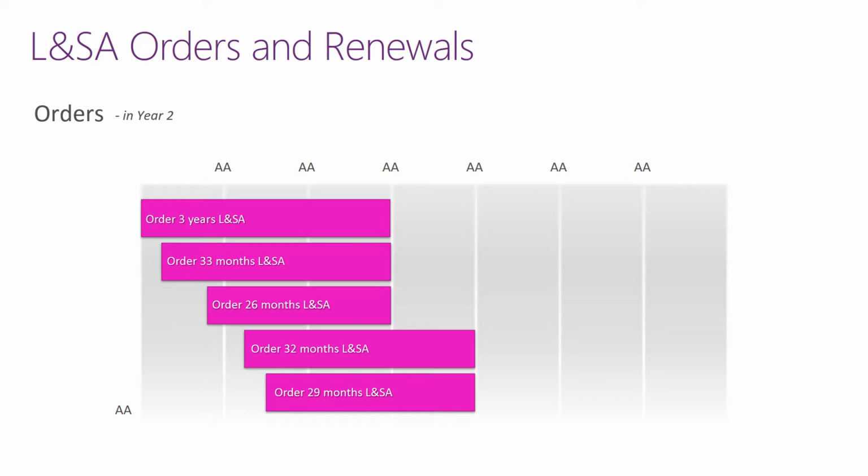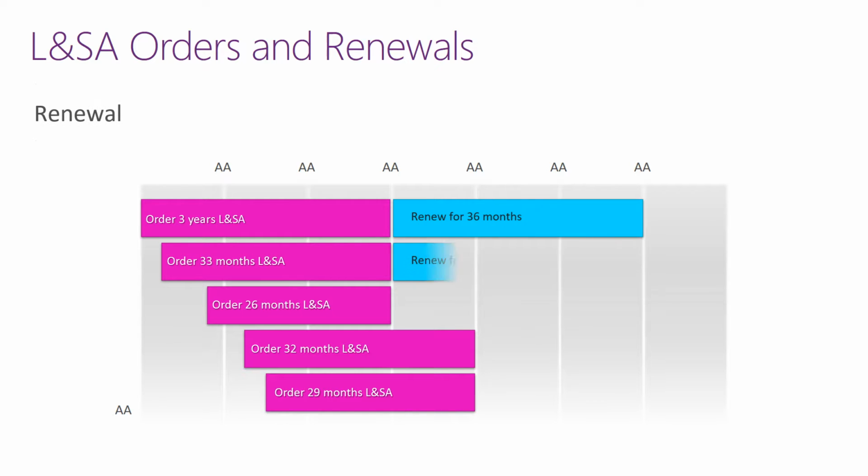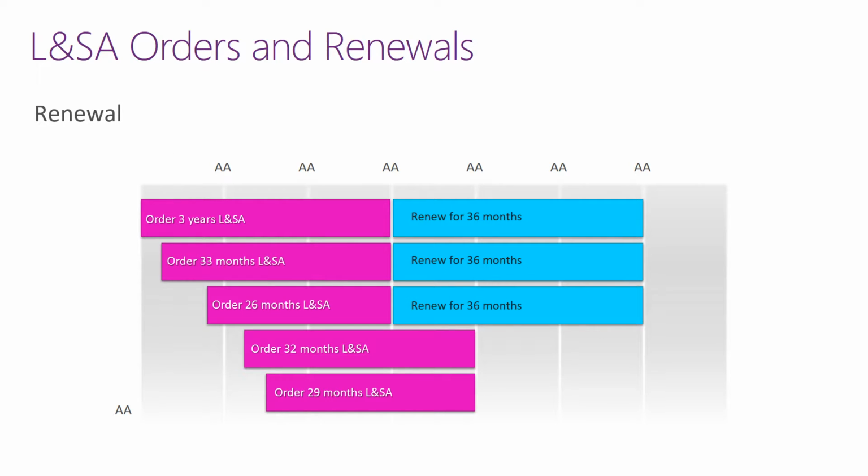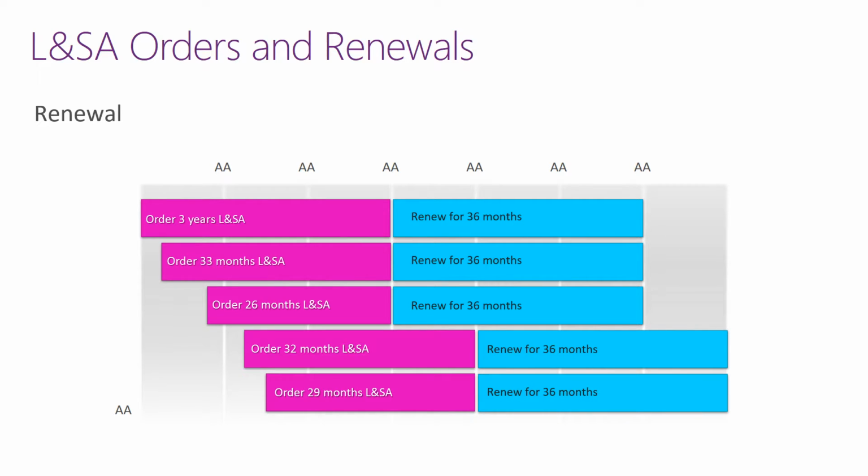When the customer comes to renew the SA, then you can see that all of the orders in the first year come up for renewal at exactly the same time, and the SA is renewed for a further 3 years. And of course, it's always exactly 36 months of SA at renewal. The same thing happens with the orders placed during the second year.